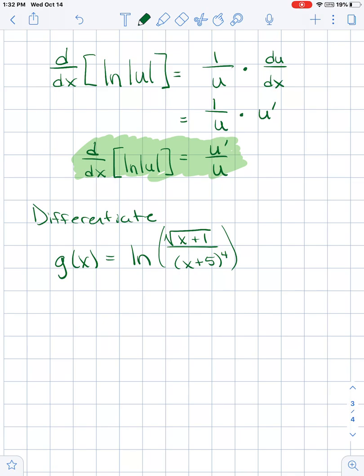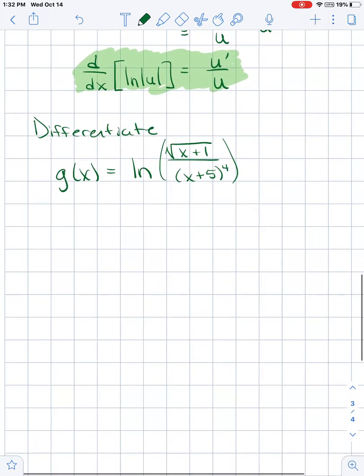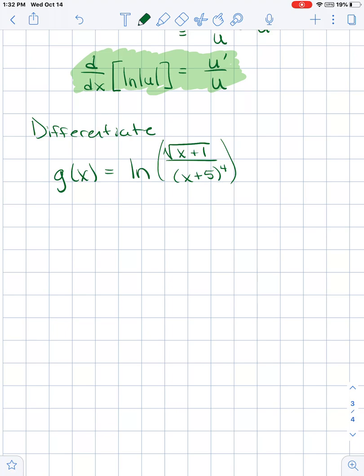If I asked you to find the derivative of this, you could absolutely use the u prime over u thing. So we could say 1 over that entire fraction and then multiplied by, using quotient rule, chain rule, but that gets ugly. A lot of places to make mistakes. So instead, what we'll do is use some properties of logarithms to make this problem a little bit easier. If I were to expand this expression out, I could write this as the natural log of the square root of x plus 1 minus the natural log of x plus 5 to the fourth. That makes it a lot easier. We don't need quotient rule now. So if we were to use u prime over u, we would just need chain rule.